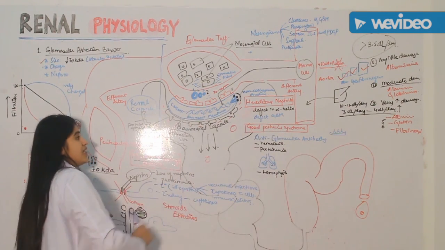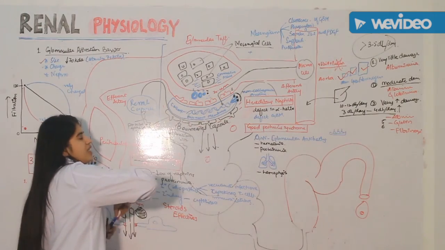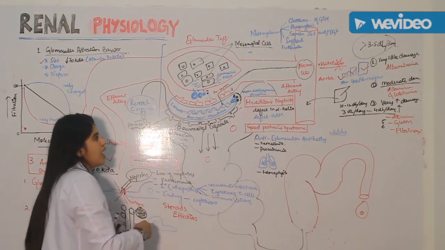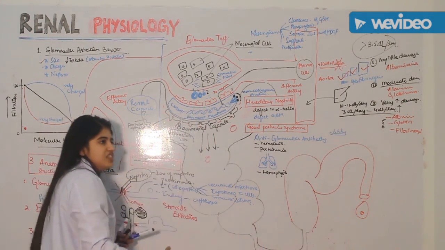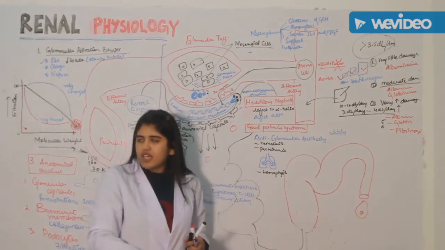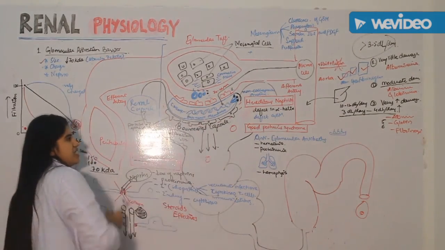Now these are the endothelial cells of the capillaries. You get that? Everywhere there are endothelial cells, but here the fenestrations are increased, just like a sieve. When you filter things through a sieve, you can filter the stuff over there. Second is the basement membrane.